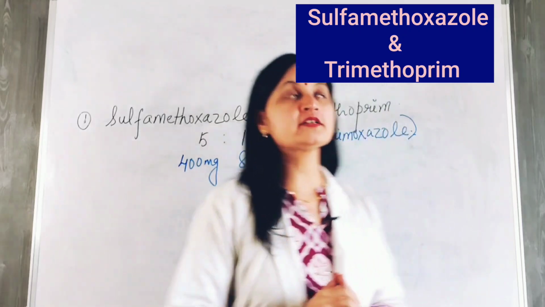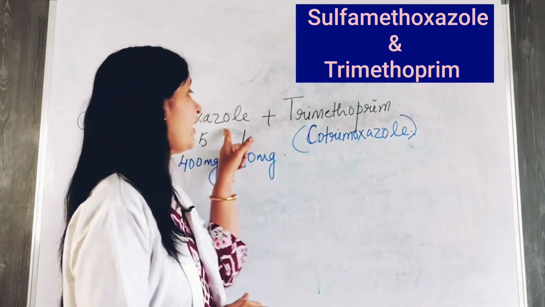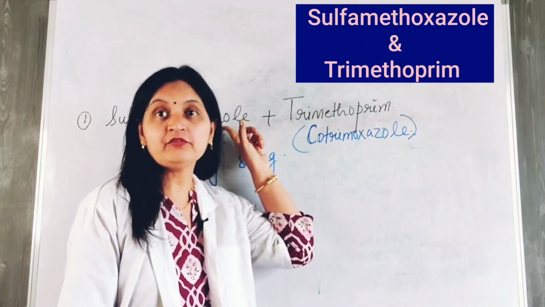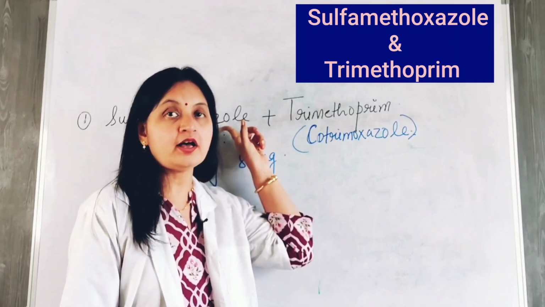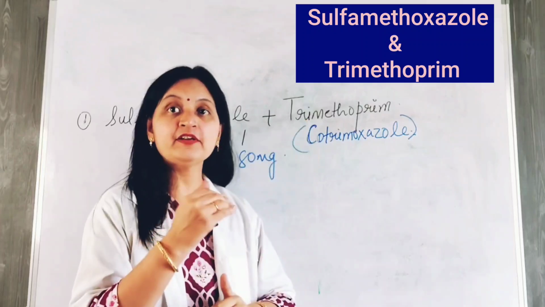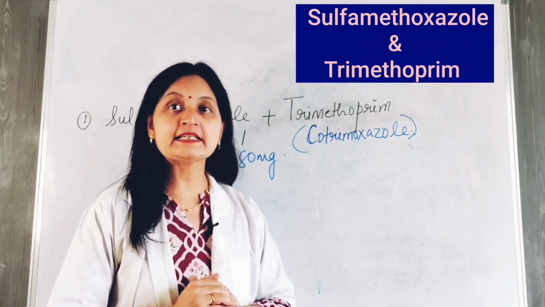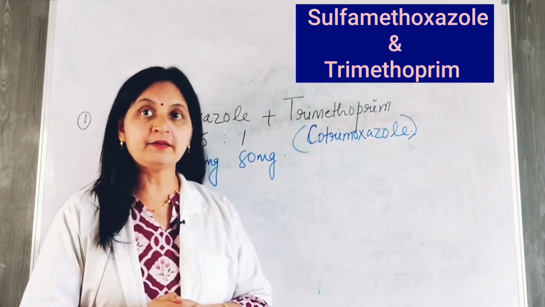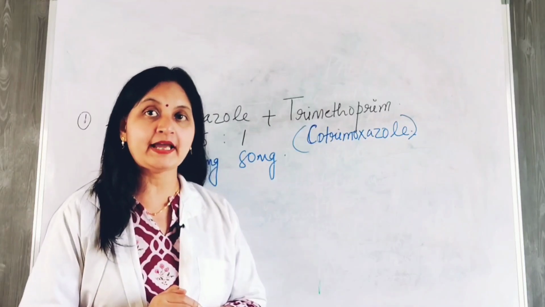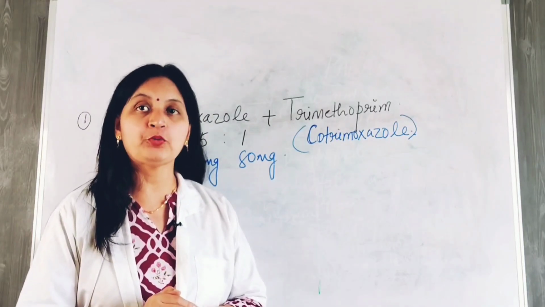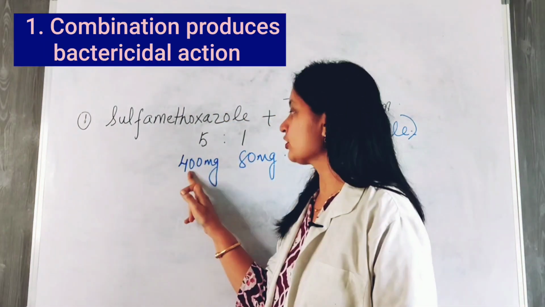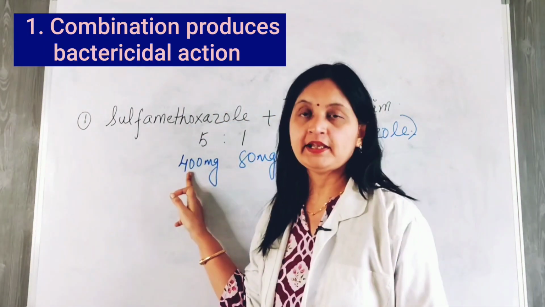So co-trimoxazole is a combination of sulfamethoxazole, which is an intermediate acting sulfonamide with a duration of 10 to 12 hours, in combination with trimethoprim acting at different steps in folic acid synthesis. So these drugs are combined with a ratio of 5:1, that is 5 parts of sulfonamide and 1 part of trimethoprim. So if trimethoprim is 80 mg, sulfamethoxazole is 400 mg.